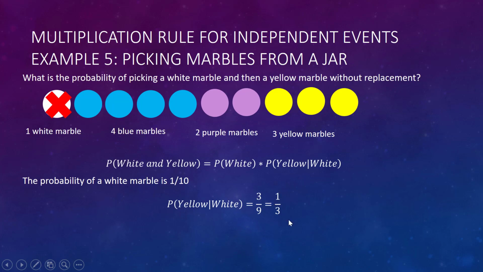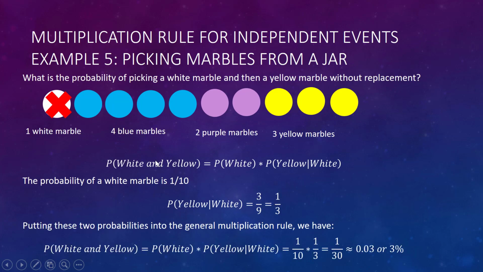3/9 reduces to 1/3. So putting these two fractions into our overall equation, we have 1/10, which is the probability of a white marble, times 1/3, which is the probability of picking a yellow marble after we've already taken the white one out. And that's 1/10 times 1/3, that gives us 1/30, which is about 3%.